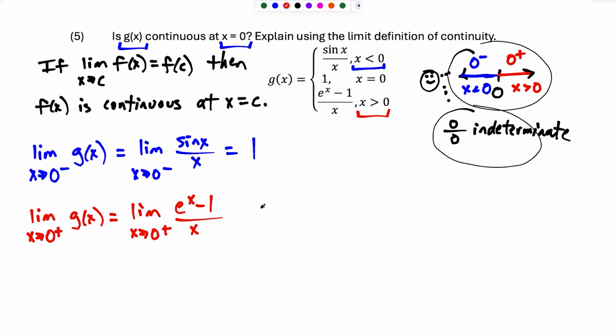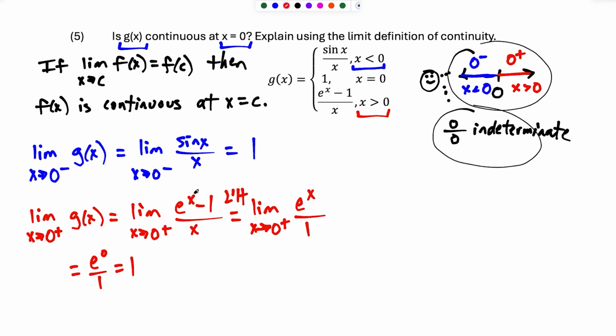So a nice thing we could do here is just apply L'Hopital's rule. So I'm just going to say here that this limit is equal to the limit as x approaches 0 on the right side of, we derive the top, the derivative of e to the x is e to the x. The derivative of minus 1 is 0. And then we divide by the derivative of the bottom, which is 1. Okay, so we're just applying L'Hopital's rule. And now when we simplify this limit, we're going to have e to the 0 divided by 1, which is equal to 1.